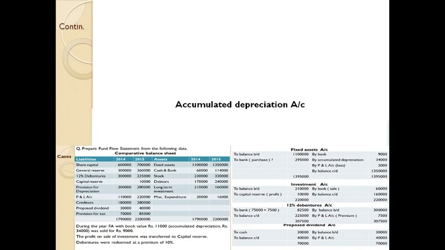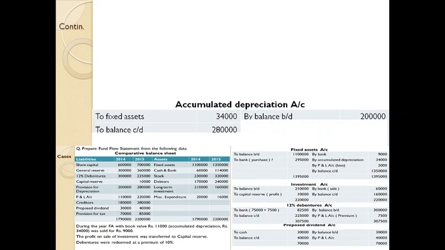It begins with the opening balance as well as the closing balance. Opening balance is 2 lakh, closing balance is 2,80,000, and in the question it is said that accumulated depreciation on asset was 34,000. So it will be written as to fixed asset 34,000. So the balance amount, or the remaining amount, will be considered as by P&L. And you know how to take the depreciation in the fund from operation account. So we have prepared the accumulated depreciation account also.